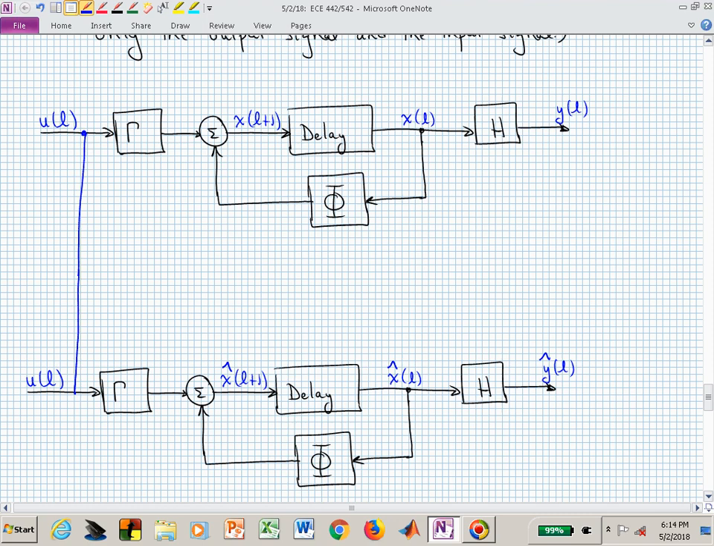If I'm driving this system, I'm assuming I know perfectly gamma, phi, and H. Is y hat equal to y? Is x hat equal to x, if I did it right? If I copied it right? What did I do wrong? Looked like a fine copy to me.